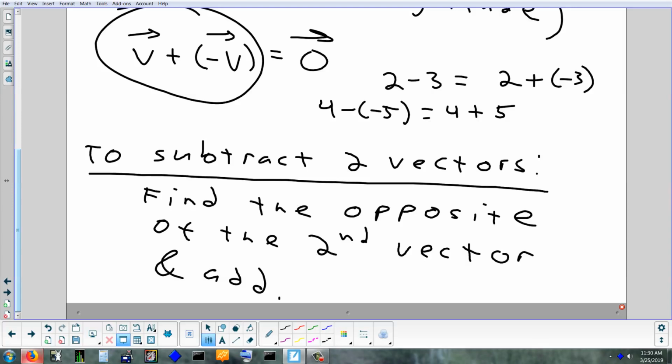And that's the easiest way to visually subtract two vectors. Don't think of it as subtraction. Think of it as adding the opposite. Then you can use the same steps I already gave you. So now we'll try an example of that.